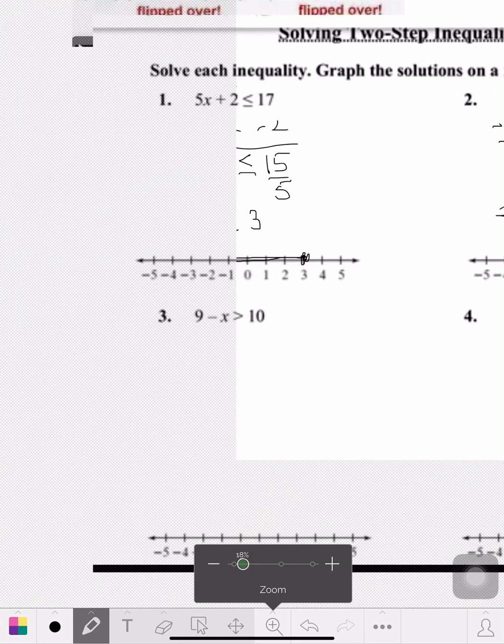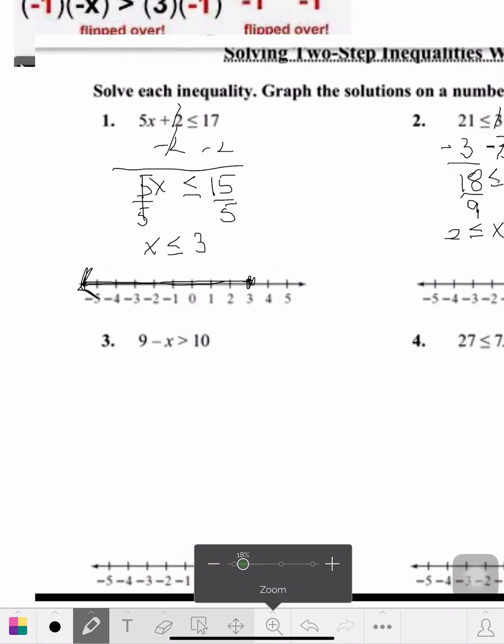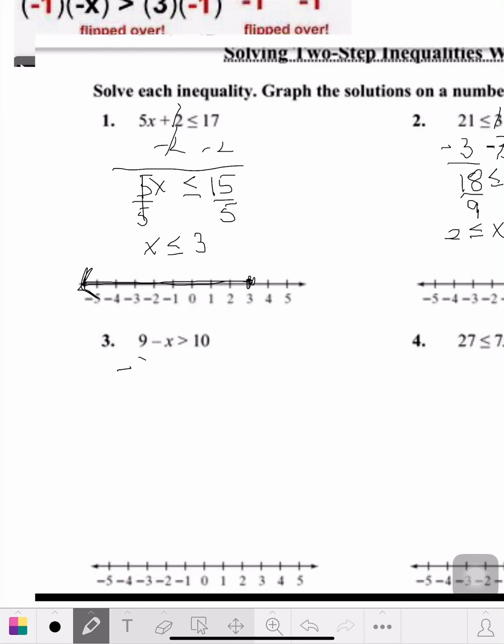Let's go down to the next problem. Number 3. It's 9 minus x is greater than 10. So here, let's get the 9 out of here. Okay? So we'll subtract 9 from both sides. And if we do it to one side, you know we got to do it to the other side, okay? So we subtract 9 from there. These two 9's cross out, they make 0.